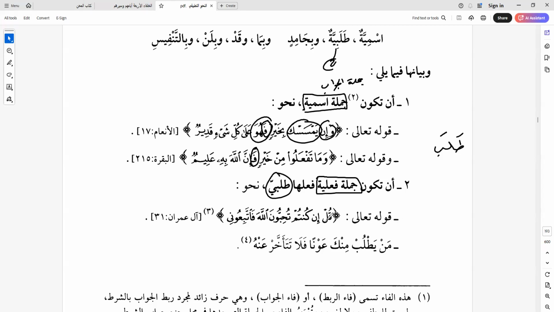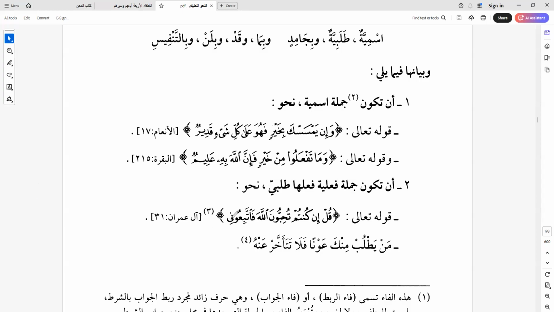قوله تعالى قل إن كنتم تحبون الله فاتبعوني. Ittabi'uni, you are commanding somebody to follow you. So you cannot say kul in kuntum tuhibbuna Allah ittabi'uni. It's wrong. So you can see the reason why the fa is there is because ittaba'a is fi'l. Ittabi'uni, waw jama'a, ni me. You should follow me, plural. In kuntum tuhibbuna Allah, in kuntum. تحبون الله فاتبعوني, فاء الربط.